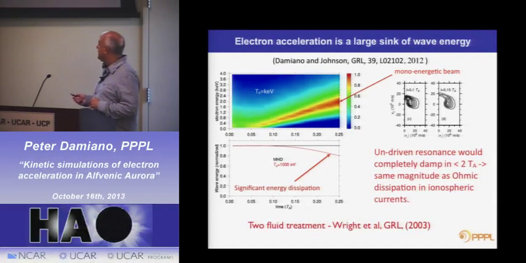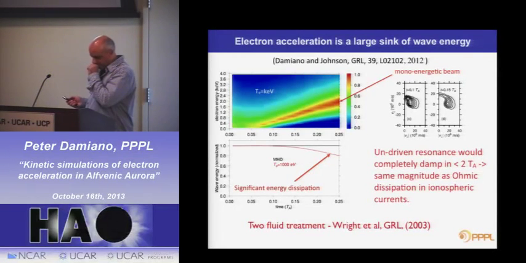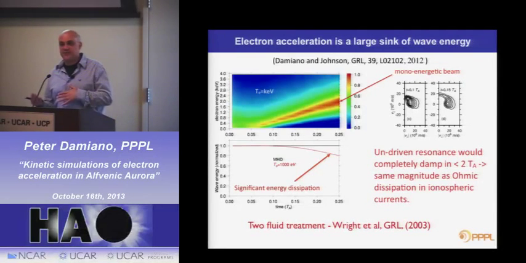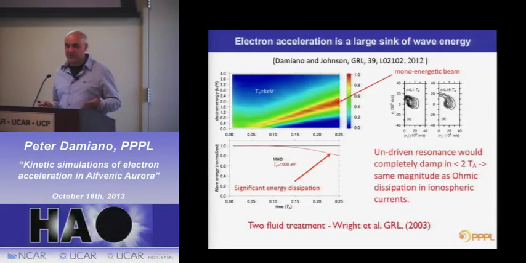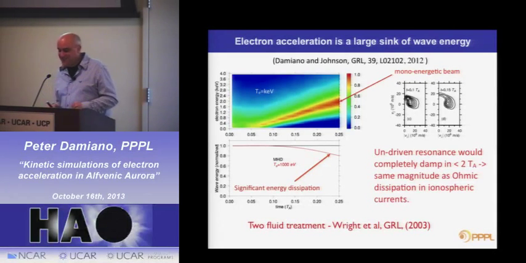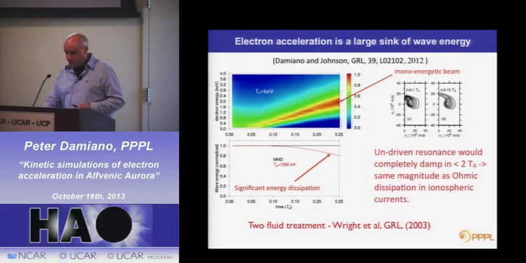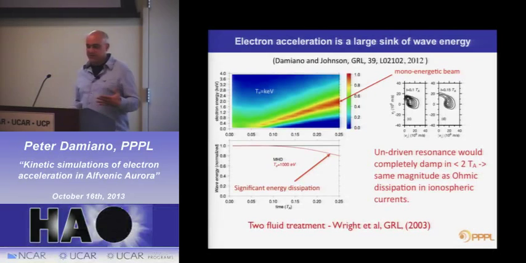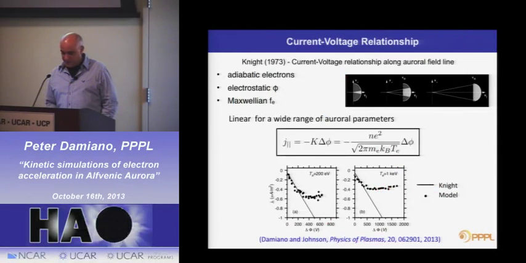Andy Wright in 2003 did a very nice treatment of this in a two fluid capacity, discussing the relative influences of ionospheric dissipation and electron energization: the ohmic heating in the ionospheric Pedersen currents, and the dissipation associated with electron energization. You can see under certain conditions that the dissipation associated with electron energization could exceed by several factors the ohmic dissipation in the ionospheric Pedersen currents.